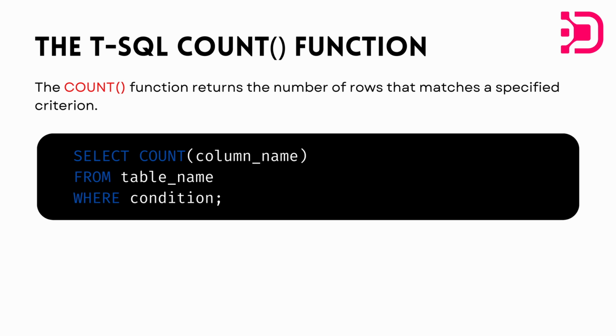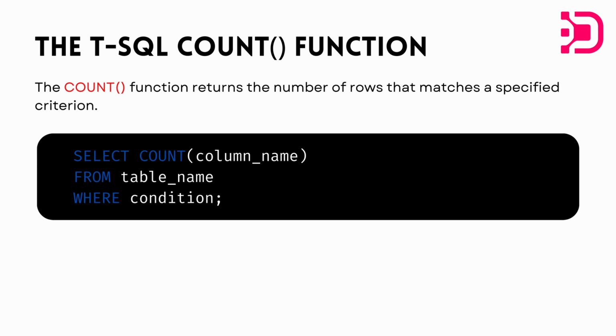The count function, as its name would suggest, is a function that returns the number of rows which match a specified criterion. So we can use it to count the number of rows in a table, or count the number of rows in a table that match a specified criterion. An important thing to note is that the count function does not include null values in the count value that it displays, but that will become more clear once we proceed with the demo.